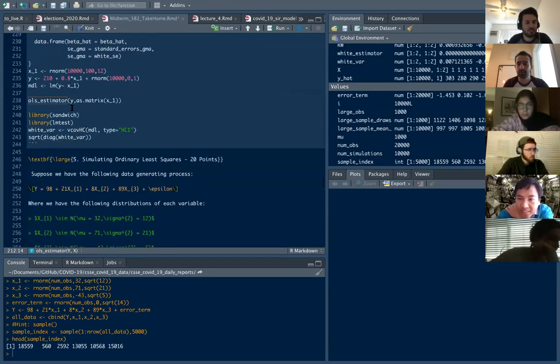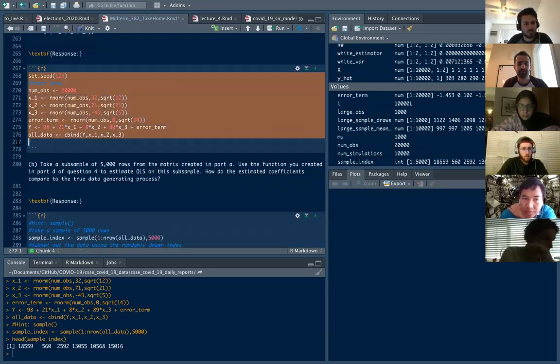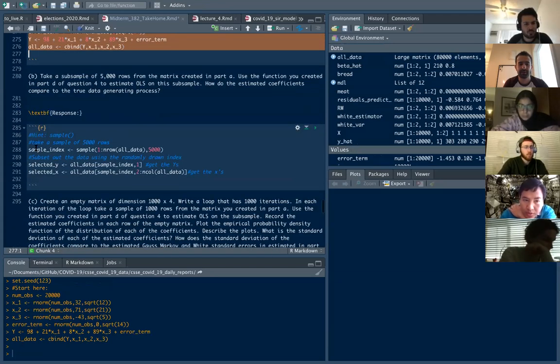Should we assign the seed for this part? Yeah, I already did that up here for you. Set the seed to 1, 2, 3. As long as you kept going, the sequence should be fine. It shouldn't make much of a difference.